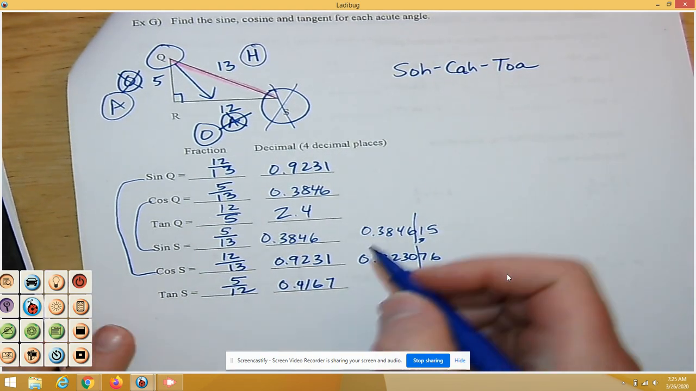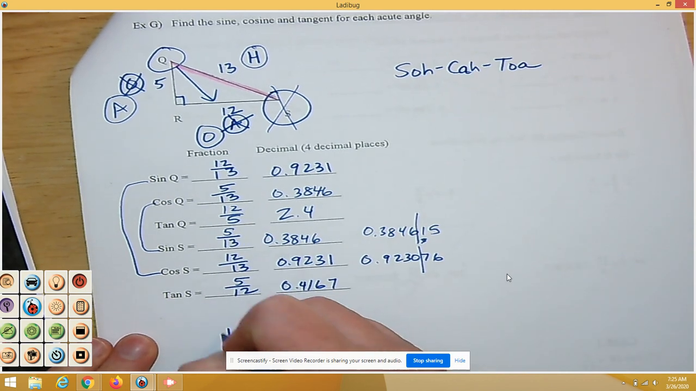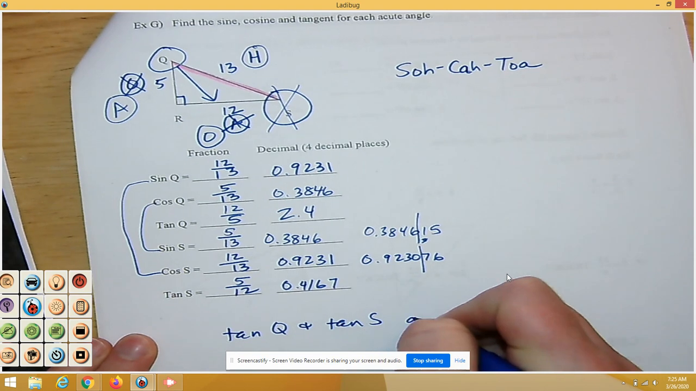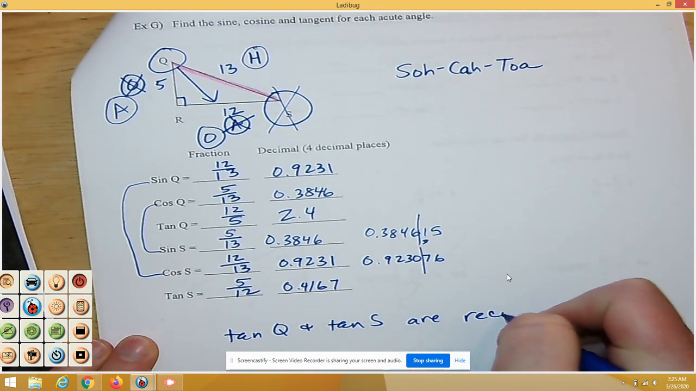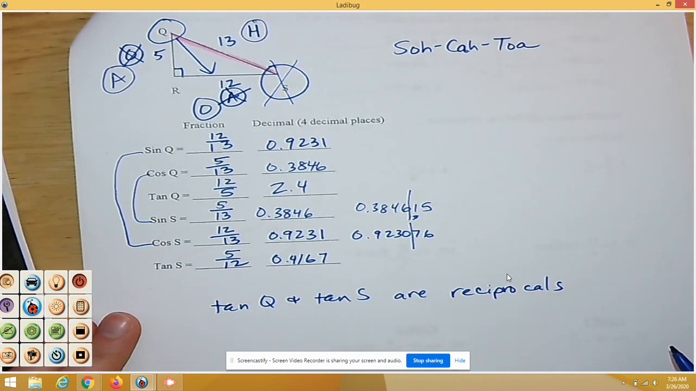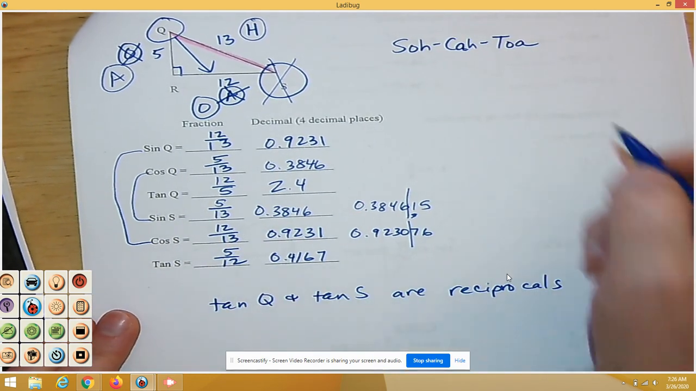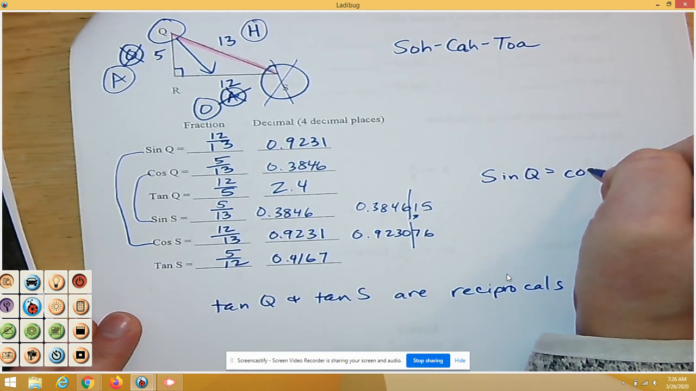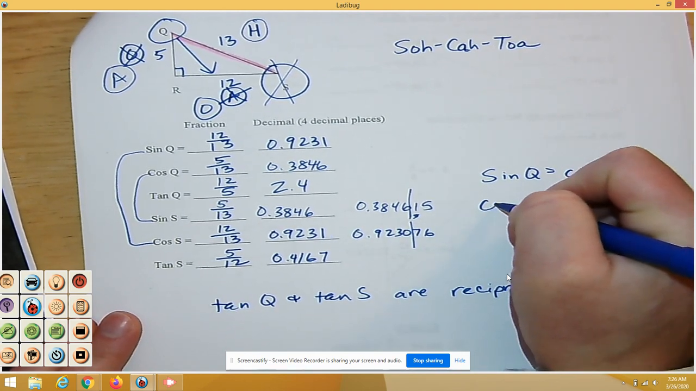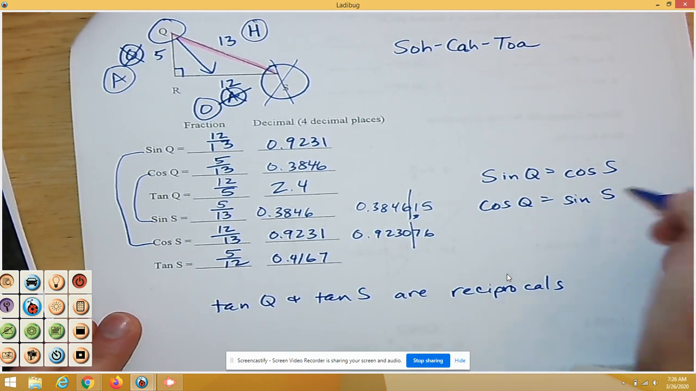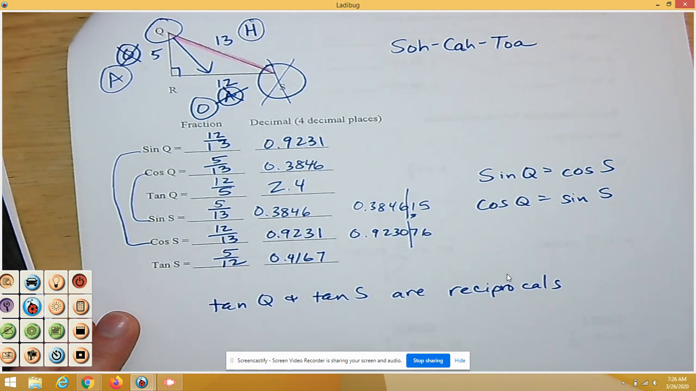Okay, so these are reciprocals. Tan of Q and tan of S are reciprocals. Okay, and then these are the same. So the sine of Q equals the cosine of S, and the cosine of Q equals the sine of S. Okay, so let's keep going.